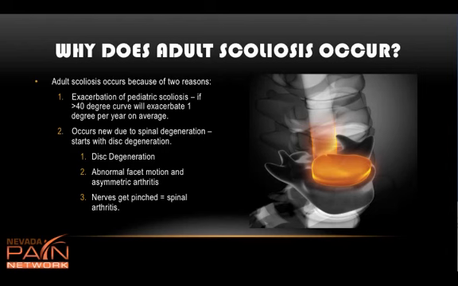The second is typically due to spinal degeneration. You didn't have any curvature as a kid, and then in adulthood with degeneration, it starts with the disc. The disc degenerates. It pushes abnormal stresses to the joints in the back of the spine called the facets, and then you start to get instability and asymmetric degeneration, and then it can start to pinch on nerves.